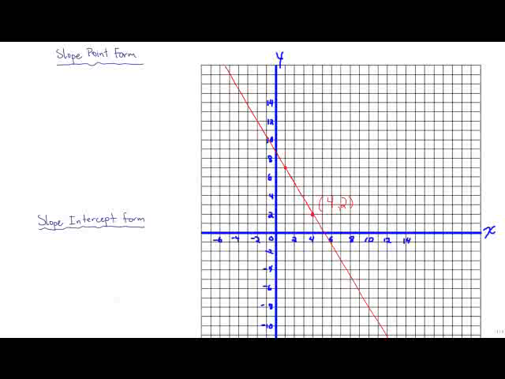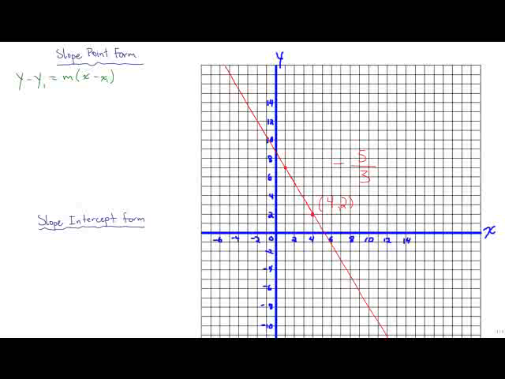Now we're going to determine the slope of this line, and to do that we're going to start at one of our points and calculate the rise over the run to our next point. So our rise is 1, 2, 3, 4, 5, and our run is 1, 2, 3, but we're decreasing. It's actually a negative. So we have a slope of -5/3.